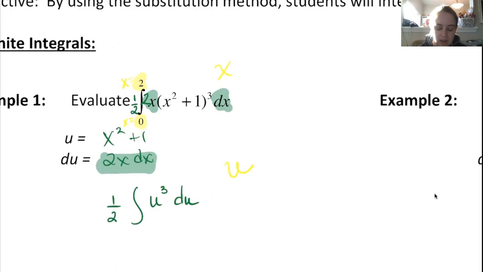And if we were in class together, we'd have a long pause and somebody would raise their hand and say, hey, I put it into the U equation. And I'd say, you're right. So what you're going to do is take that lower boundary, which is 0, put 0 in place of the x. 0 squared is 0, plus 1 is 1. And the upper boundary you're going to change. You're going to put 2 in for x. 2 squared is 4. 4 plus 1 is 5. So now you've changed the boundaries and everything is in terms of u.